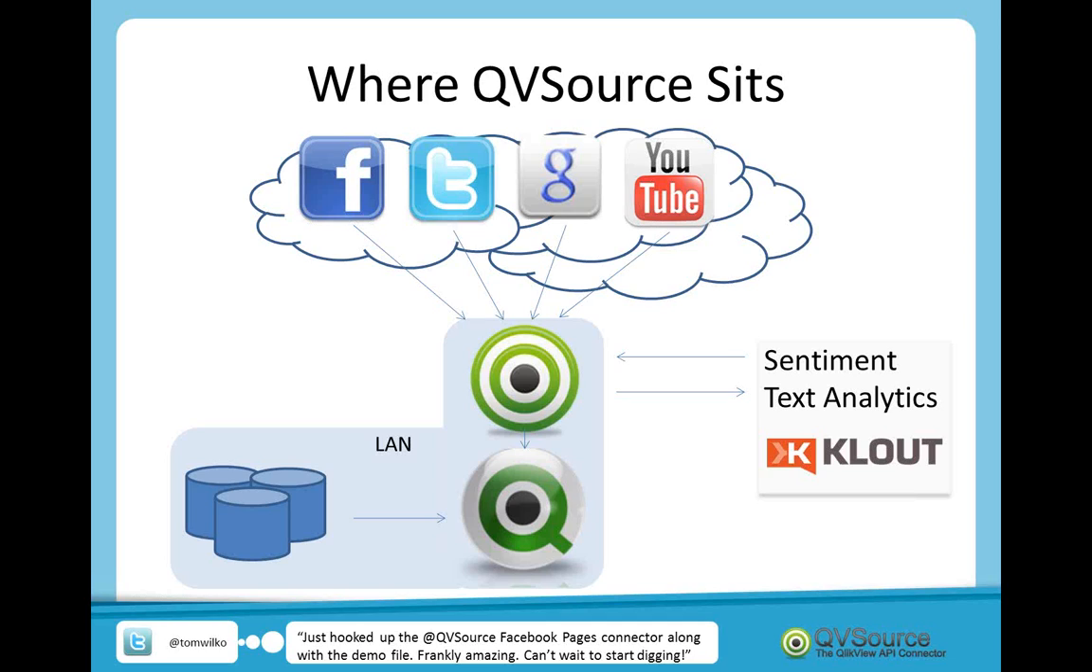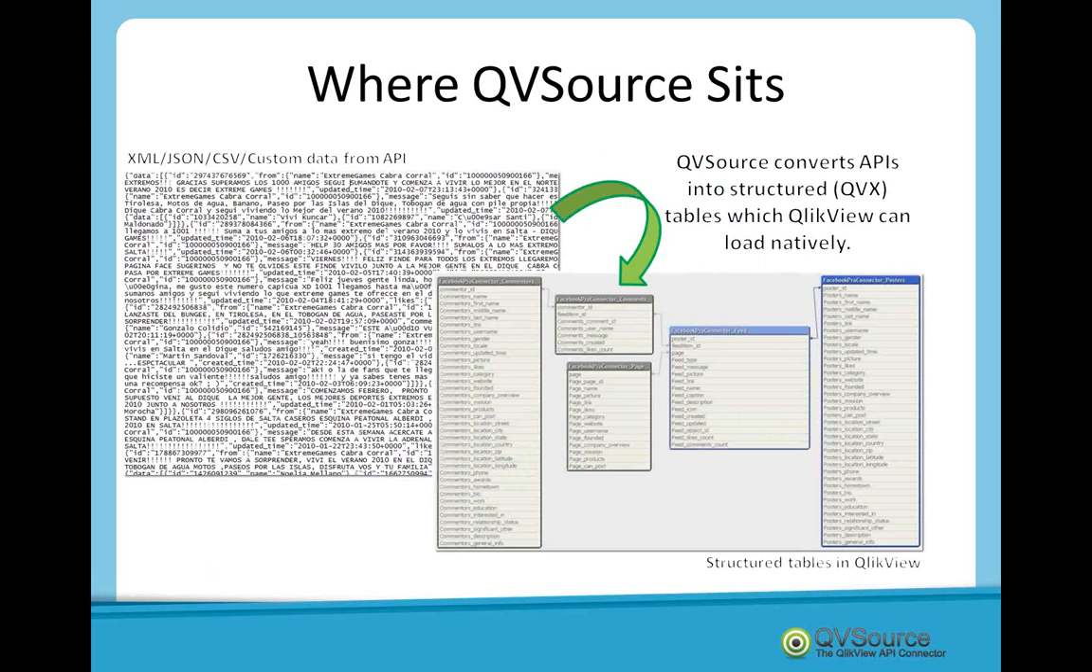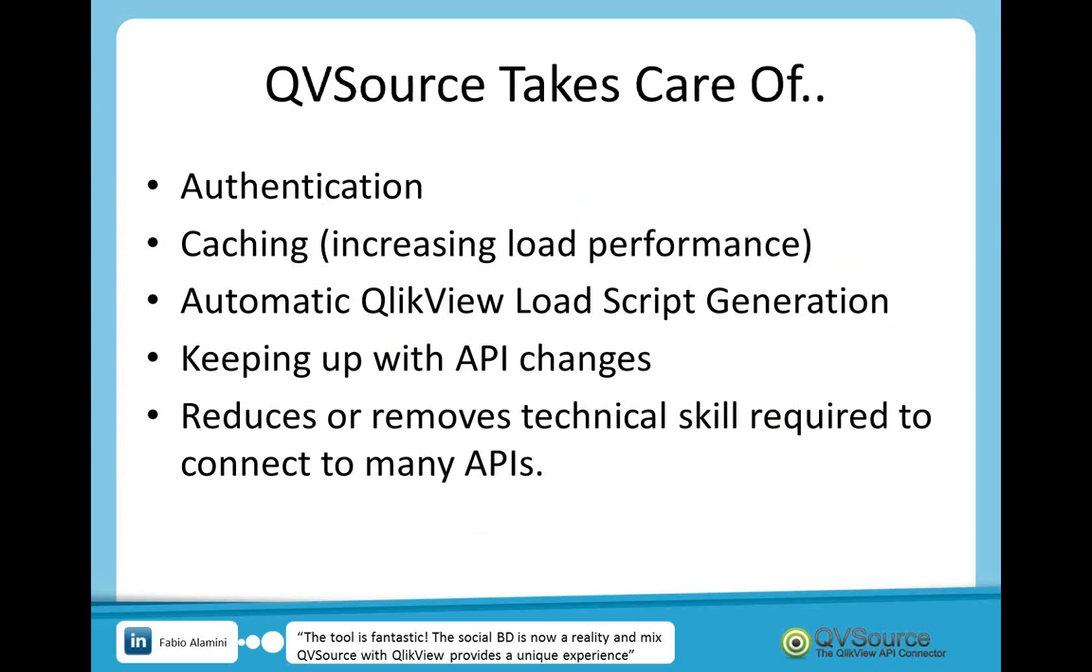Our product sits alongside Qlikview, so it needs to be up and running wherever a Qlikview reload is taking place. It might be a Qlikview publisher machine or a server, or you can even run it on your local desktop. Our product will then communicate with the APIs on behalf of Qlikview. Here you can see on the left a typical unstructured API response that Qlikview doesn't really understand natively. Our connector will take care of manipulating and mapping that into a QVX file format, which Qlikview can then read very quickly and natively. In that way, QV Source takes care of a number of tasks on your behalf.